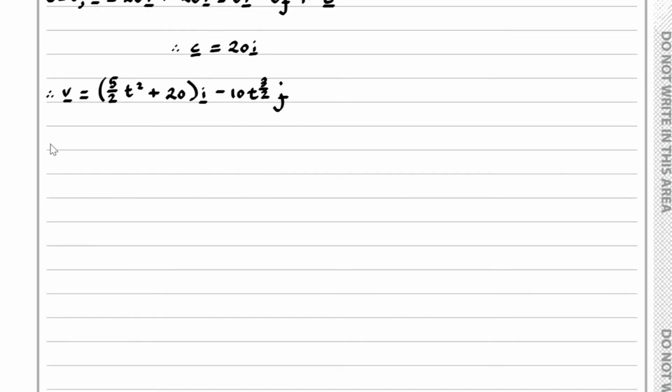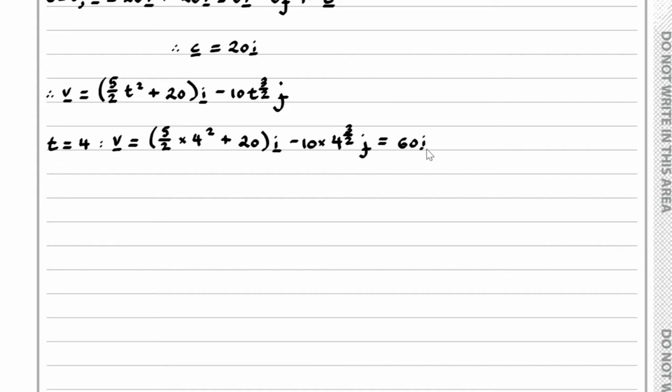So now when t equals 4, velocity, that's equal to 5/2 times 4 squared plus 20, and then I subtract 10 times by 4 to the power of 3/2 j. So it turns out the velocity when t equals 4 is 60i minus 80j.